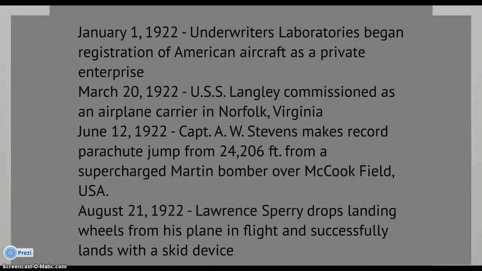As we move into the 1920s, we notice that on January 1st, 1922, Underwriters Laboratories in Chicago began registration of American aircraft as a private enterprise for benefit of insurance companies. On March 20th, the USS Langley was commissioned as an airplane carrier in Norfolk, Virginia. An important date here is June 12, 1922, when Captain A.W. Stevens of the U.S. Air Service made a record parachute jump from 24,206 feet from a supercharged Martin bomber over McCook Field, USA.